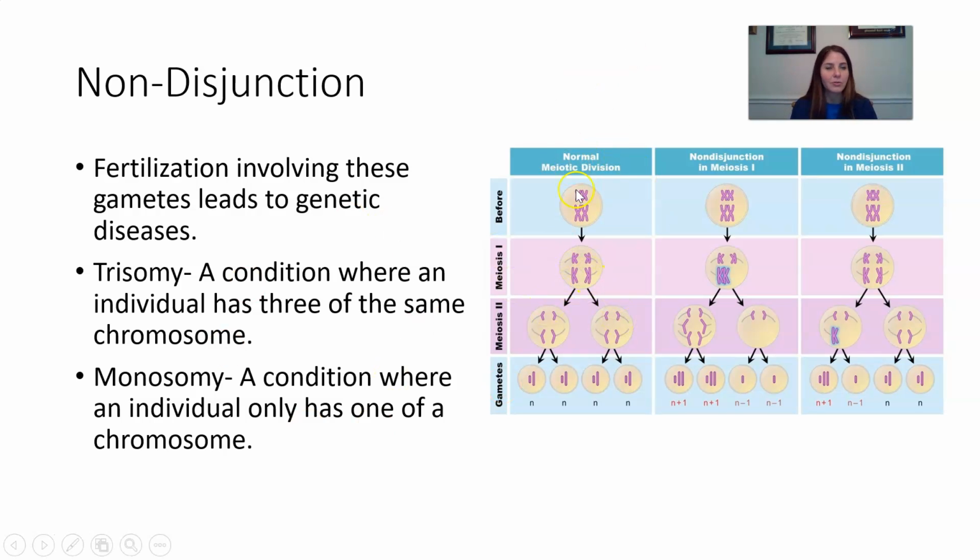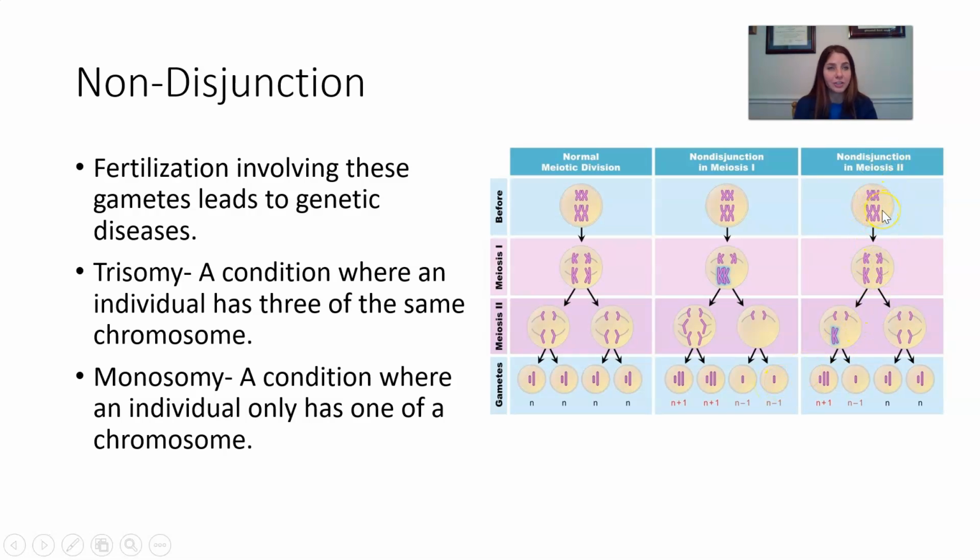So right here, this is going to depict a normal meiotic division, which results in our gametes. Now, in non-disjunction in meiosis 1, that means that during the metaphase and anaphase portion of meiosis 1, those homologous chromosomes did not separate correctly. So instead of separating out, we have an entire pair of homologous chromosomes here. So when those go through the process of meiosis 2, it's going to result in gametes that have an abnormal number of chromosomes. So here we have 3, and here we only have 1.